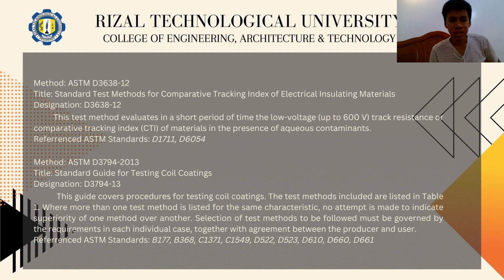D3794-2013, Standard Guide for Testing Coil Coatings. This guide covers procedures for testing coil coatings. The test methods are listed in Table 1, where more than one test method is listed for the same characteristics. No attempt is made to indicate superiority of one method over another. Selection of test methods to be followed must be governed by the requirements in each individual case, together with agreement between the producer and user.